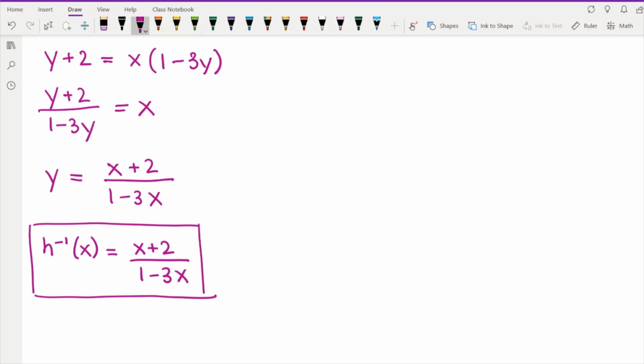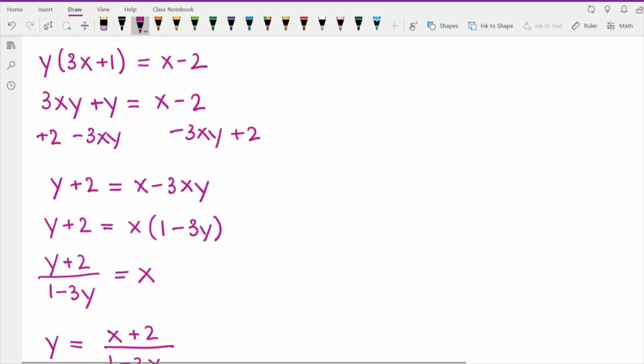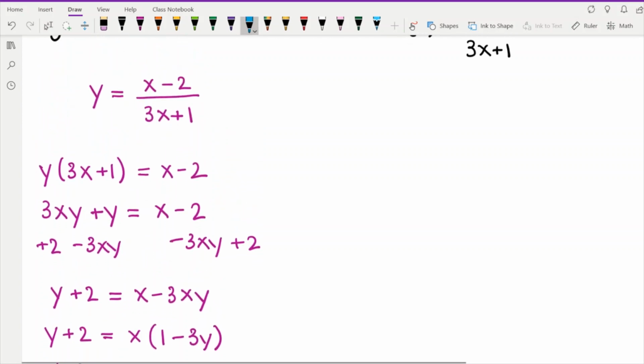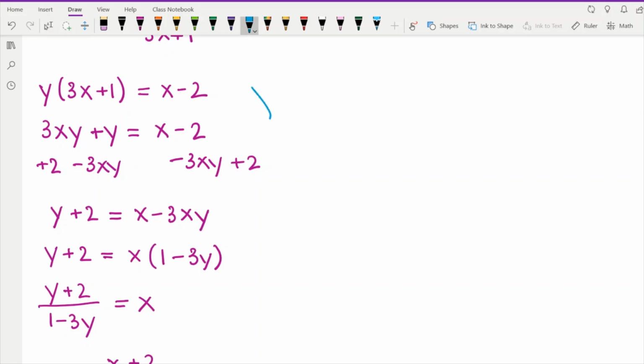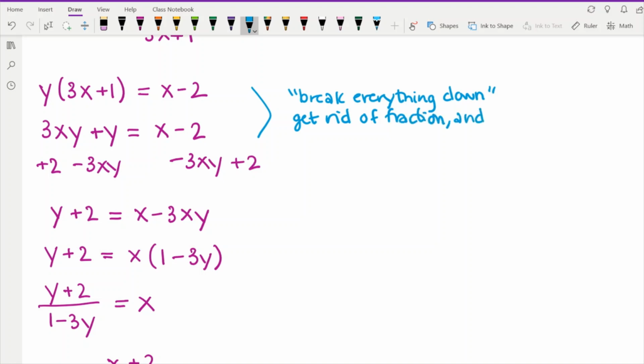Let me write out the steps of this a little more explicitly, so when you look back at it, you can see where everything comes from, and I'll talk through it again. The first few steps are basically to break everything down. What do I mean when I say break everything down? I basically mean get rid of the fraction, and then distribute. You're freeing up these x's so that you can actually do stuff with them.